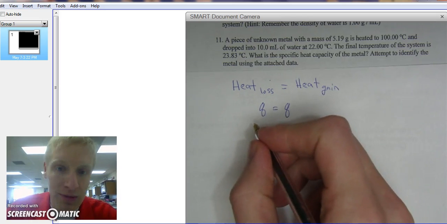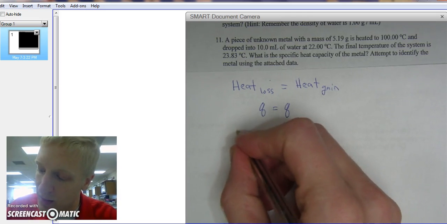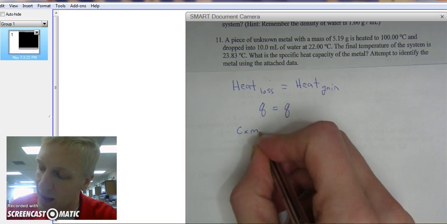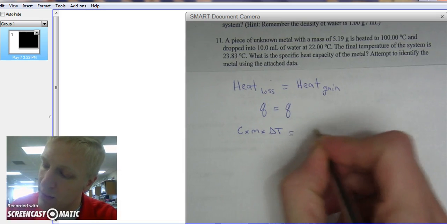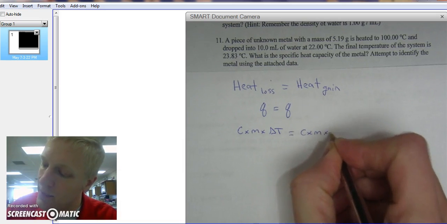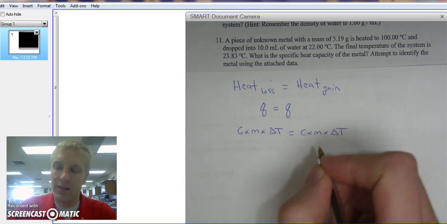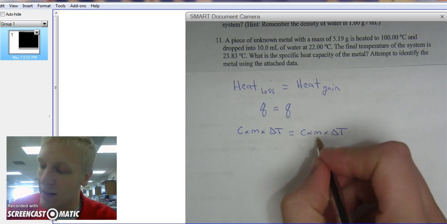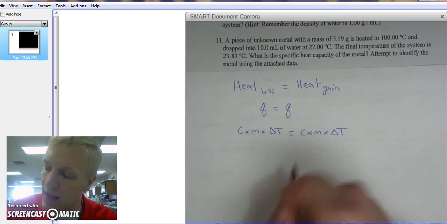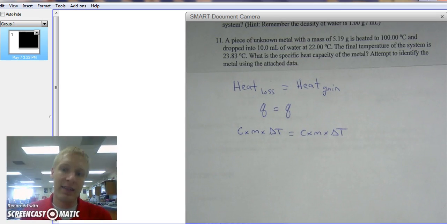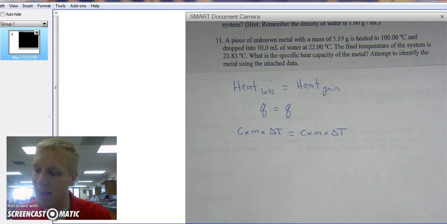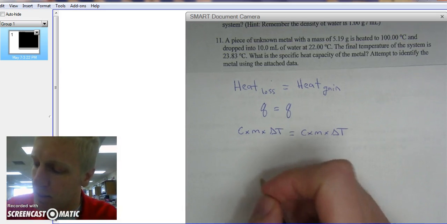And so Q is the specific heat equation, so that could also be written as C times M times delta T equals C times M times delta T. Delta T being change in temperature, M being the mass, and C being the specific heat. And usually this is done where you have a metal or some sort of substance that is warm and it's giving off heat into a cup of water, is what we did in our experiment.